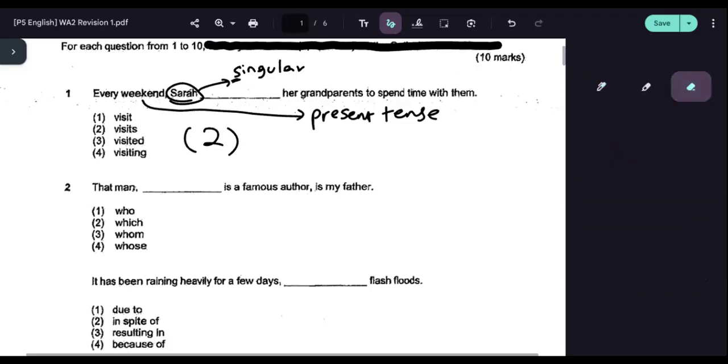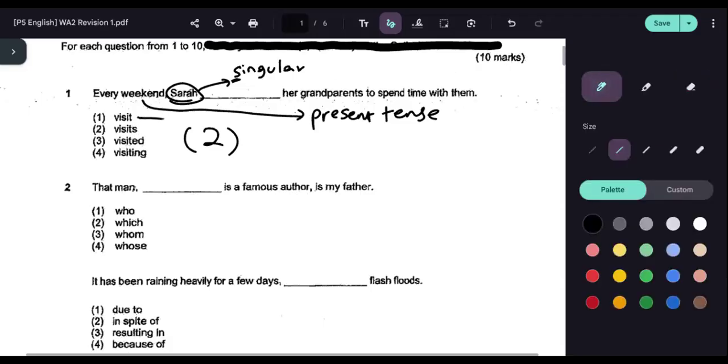When do you use visit? Visit is when it is two or more people. Visited means it has happened already.